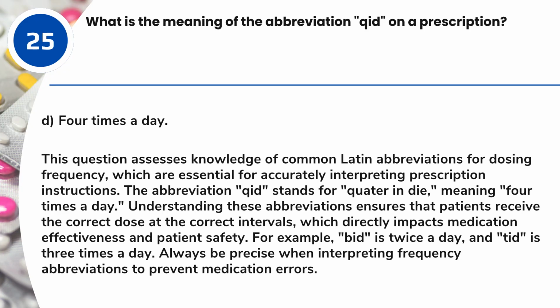Answer: D. 4 times a day. This question assesses knowledge of common Latin abbreviations for dosing frequency, which are essential for accurately interpreting prescription instructions. The abbreviation QID stands for quater in die, meaning 4 times a day. Understanding these abbreviations ensures that patients receive the correct dose at the correct intervals, which directly impacts medication effectiveness and patient safety. For example, BID is twice a day, and TID is 3 times a day. Always be precise when interpreting frequency abbreviations to prevent medication errors.